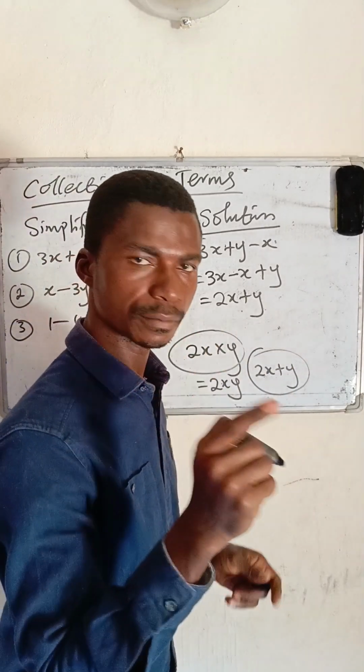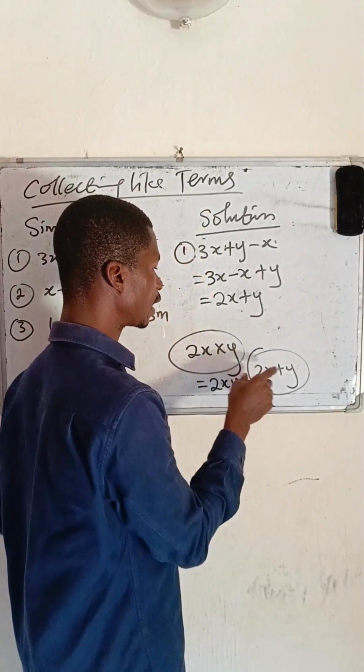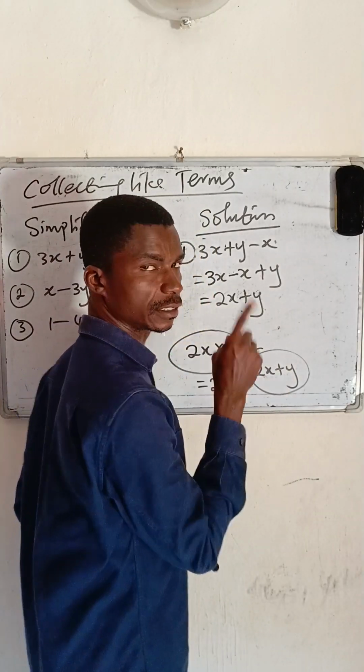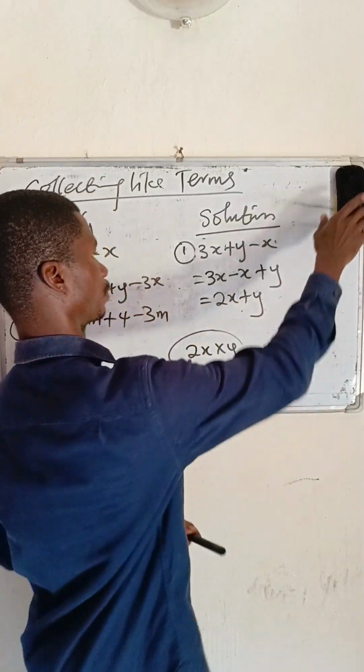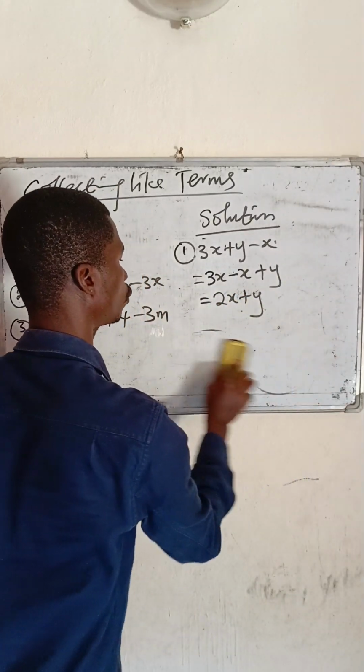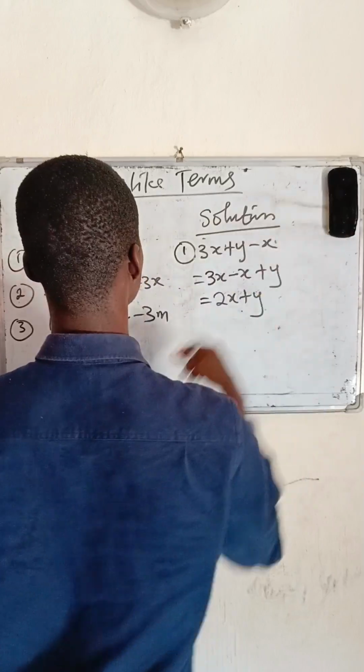Take note of that as a beginner. You can't add this, but you can multiply this. Take note of that as a beginner. So this becomes your answer. You leave your answer this way. As for number 2, let's proceed.